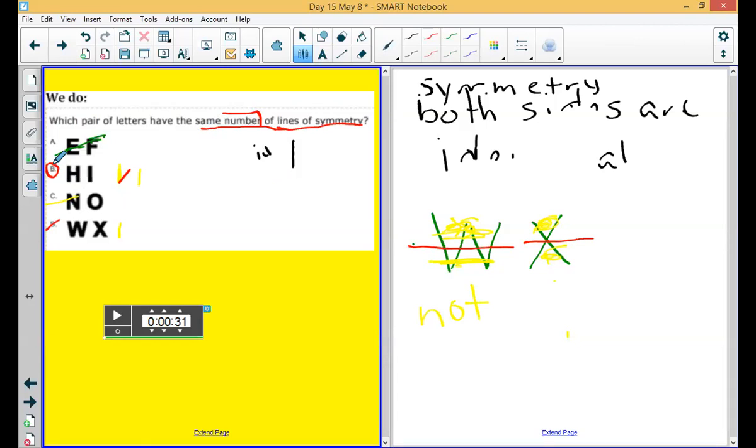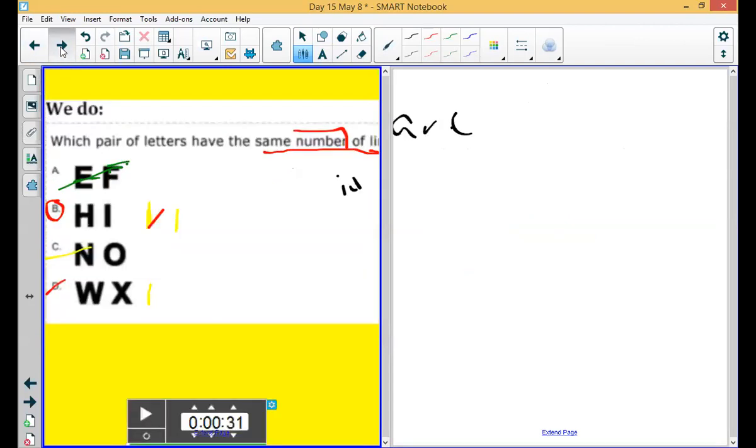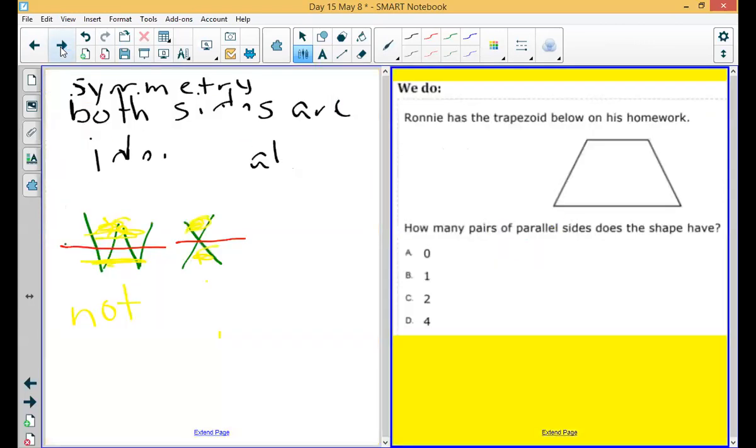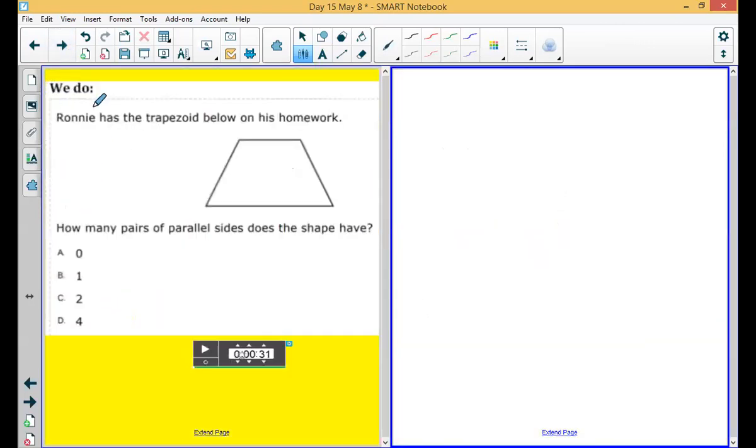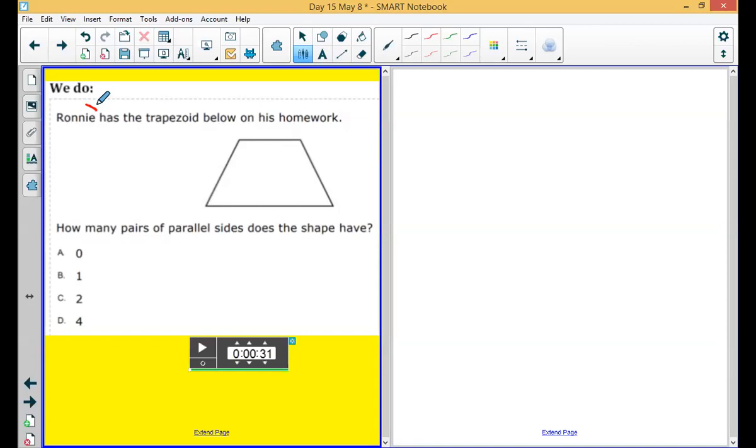Now stop a moment and let me get that. Okay, let's go to our next one. Our next problem is a redo. It says Ronnie has the trapezoid below on his homework. How many pairs of parallel sides does the shape have? I'll pause and let you do that problem.